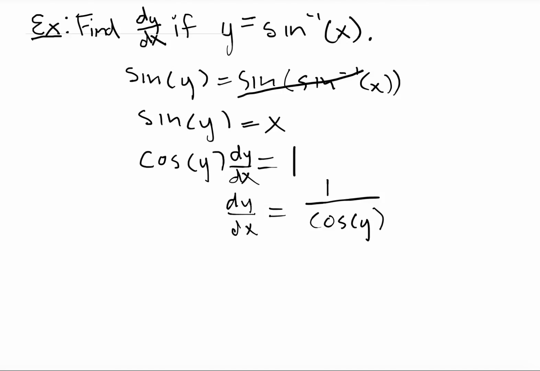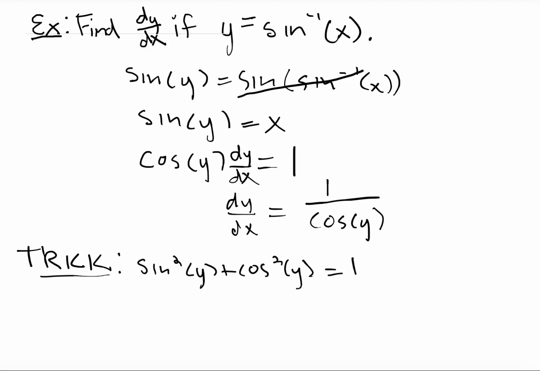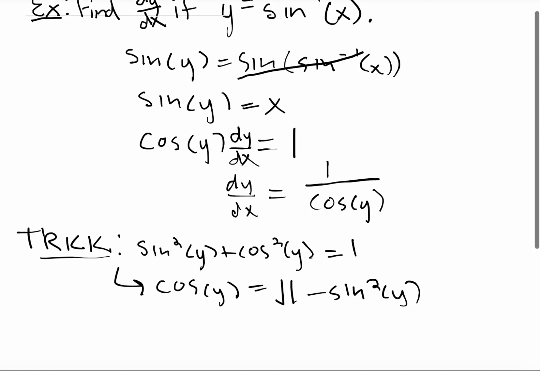Now, to do this, here's our trick. We are going to use the Pythagorean trig identity, which states that sine squared of y plus cosine squared of y gives me 1. Now, if you manipulate this by solving for the cosine function, and if you're careful about which chunk of the domain you're on, this means subtracting sine squared from both sides. So I'll get 1 minus sine squared of y, and then to get rid of the square, you're going to root both sides.